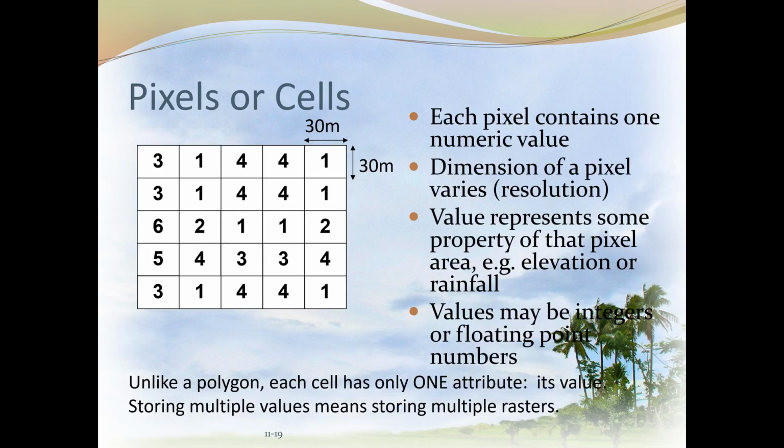Each pixel contains one numeric value, and the dimension of a pixel varies. That is the resolution, and the value represents some property of that pixel area, for example elevation or rainfall. The value may be integers or floating point numbers. So here, unlike polygons, each cell has only one attribute value. Storing multiple values means storing multiple rasters.